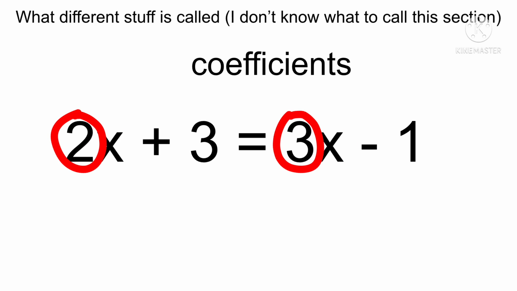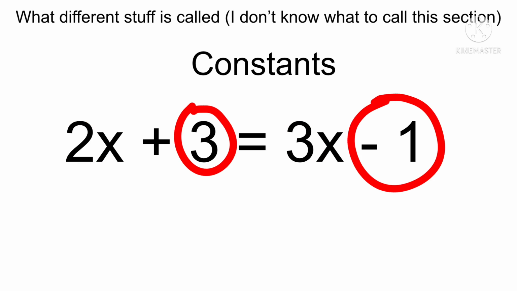Coefficients are numbers next to a variable that are basically the number that the variable is being multiplied by. For example, with the term 2x, which is just another way of saying 2 times x, 2 is a coefficient because x is being multiplied by 2. Finally, constants are just the numbers in the expression that aren't connected to a variable, like a coefficient or variable themselves. In this case, the constants are 3 and -1.